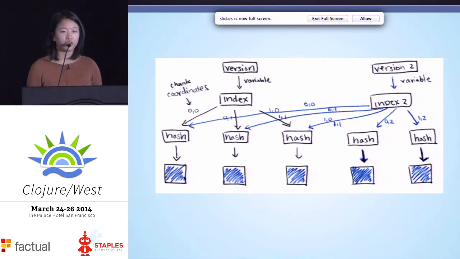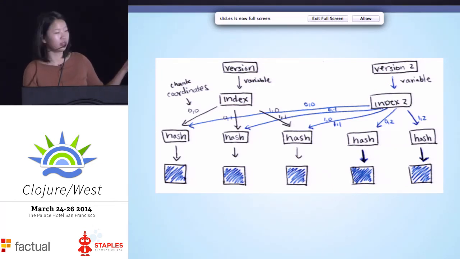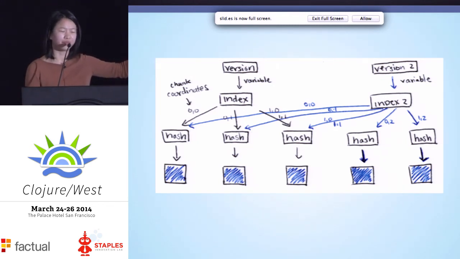So when we add another version, we don't just point to the old chunk coordinates or the chunk hashes. The old version had 0,0, 0,1, 1,0, and 1,1, and we're adding 0,2 and 1,2. So there's actually no need to write all of those extra ones.